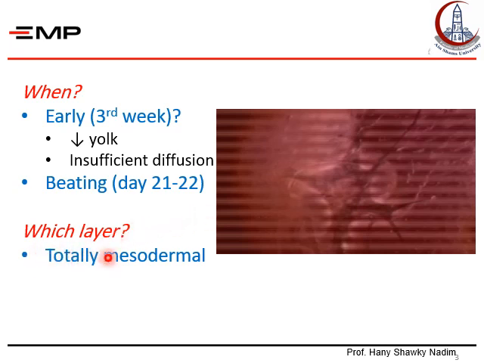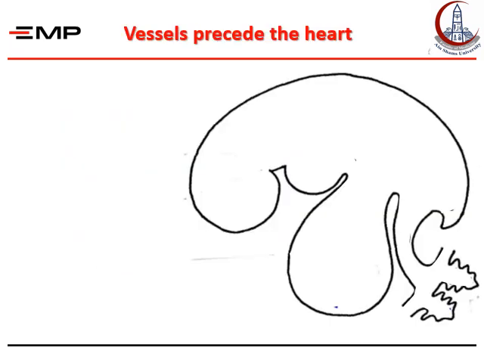Which layer does the heart, or the cardiovascular system, come from? It comes totally from the mesoderm. Therefore, we have to revise the development of the mesoderm. This will come next. But for now, we will have to say that blood vessels appear earlier than the heart.